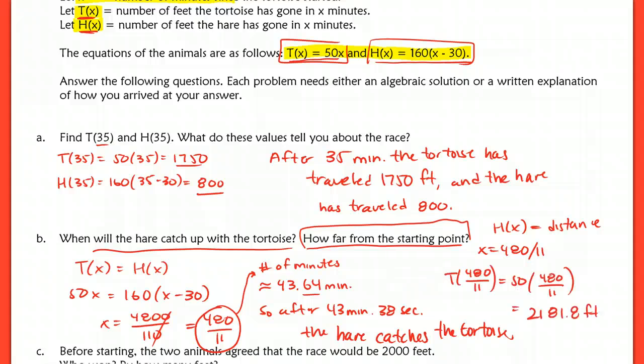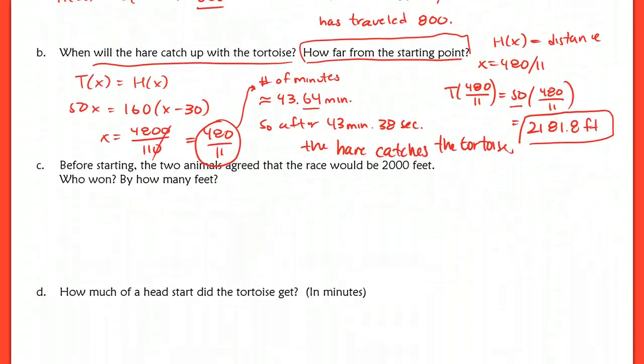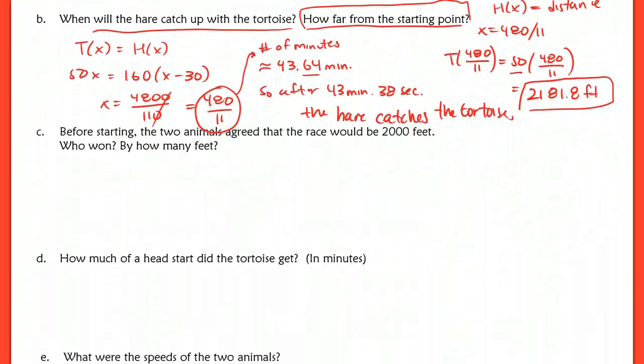Now it doesn't matter which function that you plug it into, because remember that the distance should be equal at the same time, because that's what we're trying to find. We're finding the point where they end up crossing paths. So I plugged it into the tortoise one just because it was a little bit easier. I just had to multiply that number by 50, and I get 2,181.8 feet.